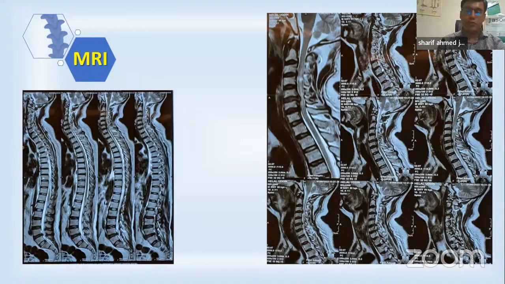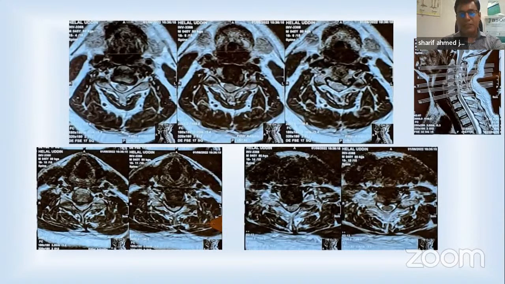You can see here there is a compression at the level of C5-6 as well as C6-7. The important thing is that there is also a compression at C3, C4, and there is also ascending hematomyelia. Probably this may be contributing to the neurological deficit. So based on this scenario, what could be the possible diagnosis? Can anyone from the faculty answer?